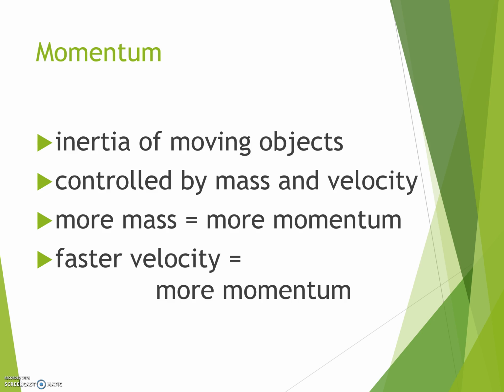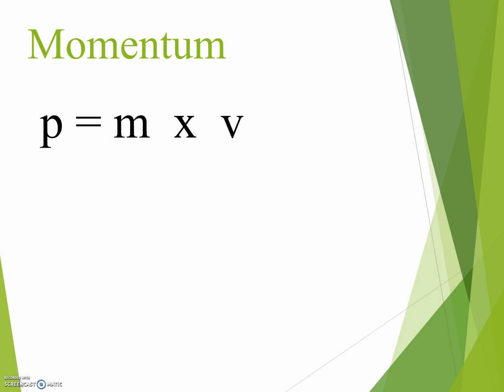So if we think about this, it's harder to stop a large truck than a small car when they're moving at the same speed. And also, it's harder to stop a faster moving car than a slower moving car of the same mass. So that brings us to our equation for momentum. And the equation for momentum is p equals m times v.